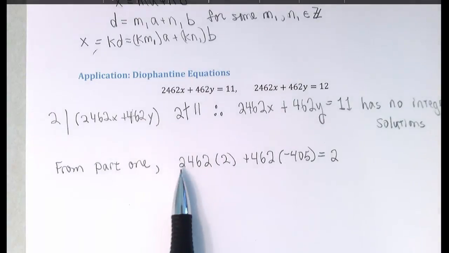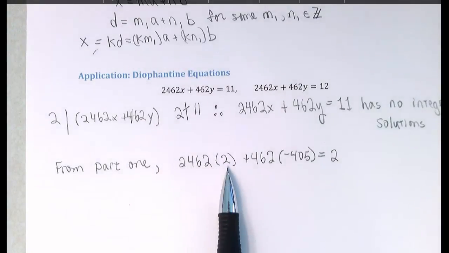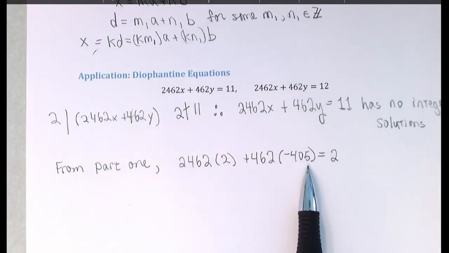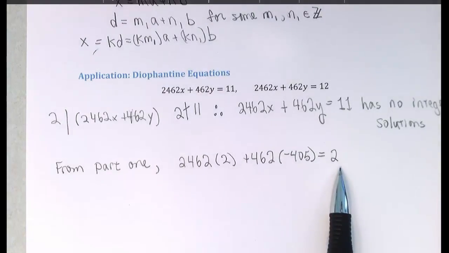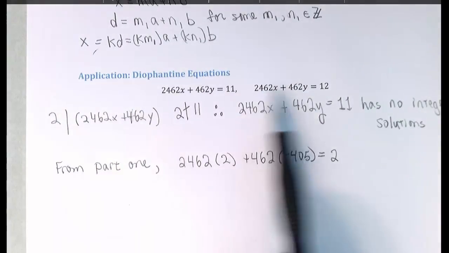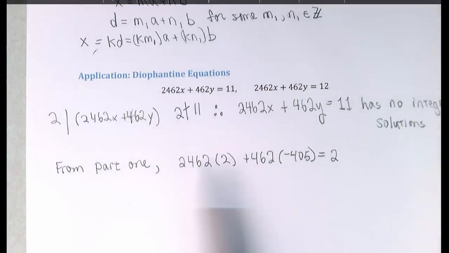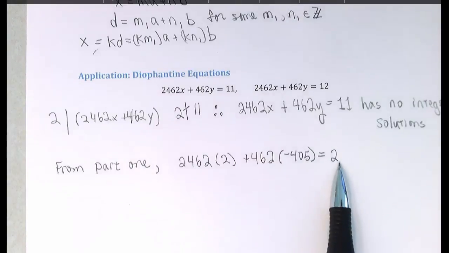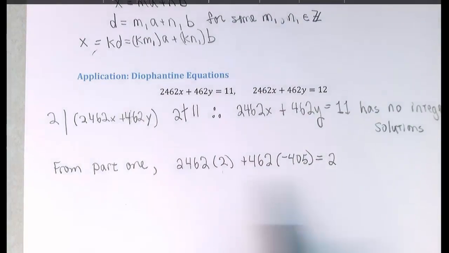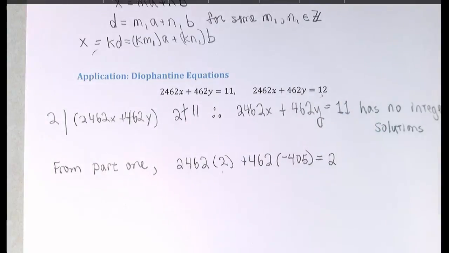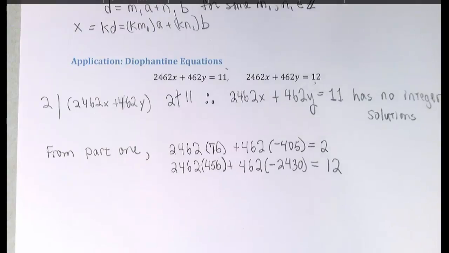In the first part of this lecture, we showed that 2462 times 76 plus 462 times minus 405 is equal to 2. We did that by computing the greatest common divisor of these two integers and then working the Euclidean algorithm backwards to arrive at this expression for 2. If we multiply this equation through by 6, we'll have the 12 that we require on the right-hand side.